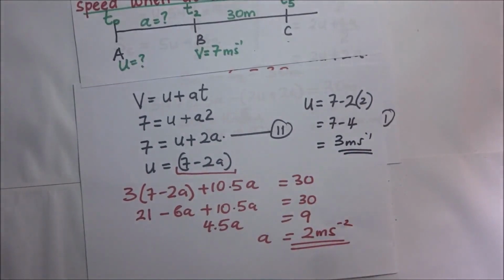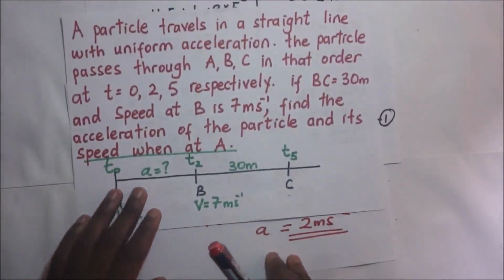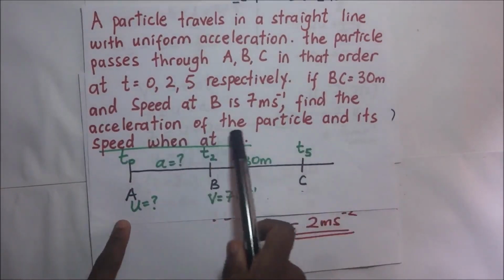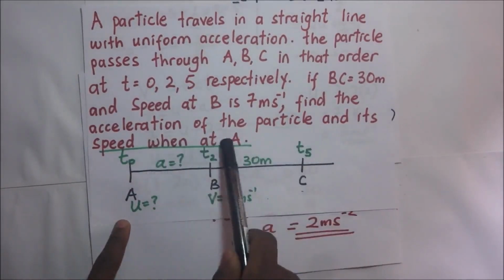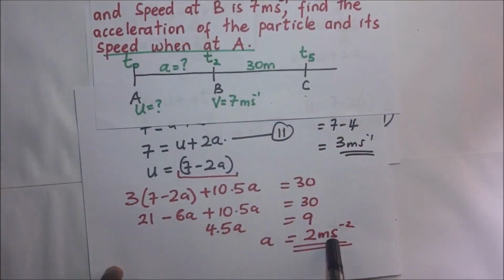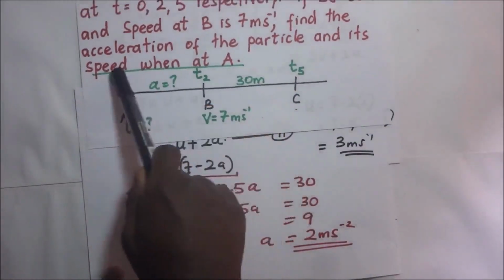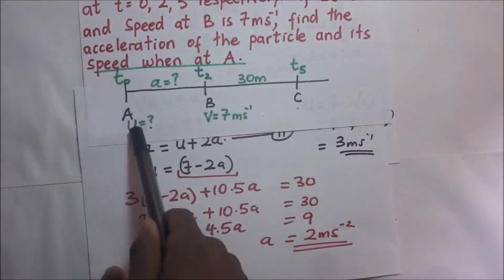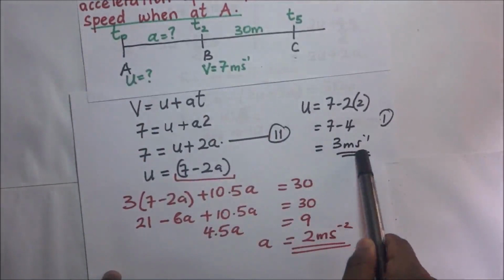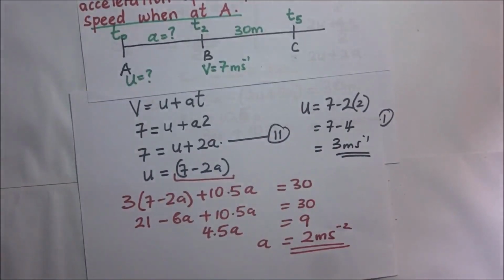So in so doing, we will have finished solving the whole question. The question is asking us to find the acceleration of the particle and its speed at A. So we're able to find the acceleration of the particle, which was 2 meters per second squared, and its speed at A, which so happens to be the value of U, the initial speed, which we got as 3 meters per second.